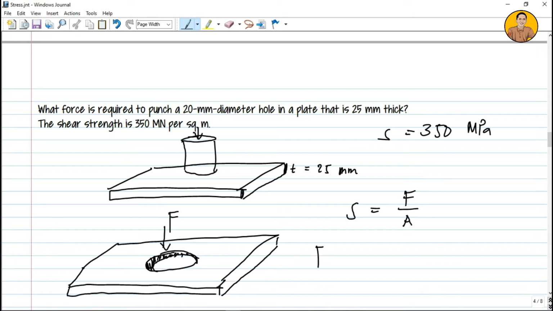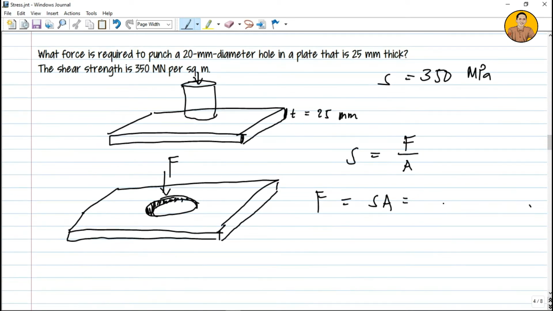So, the force is equal to S times A. So yung S natin is 350 megapascal. So this is meganewtons per square meter times the area. Ano ba yung area natin? Area under contact. So the area under stress, okay, yung area nitong bilog na to, yung nasa gilid, is the circumference times itong thickness niya, the thickness of the plate.